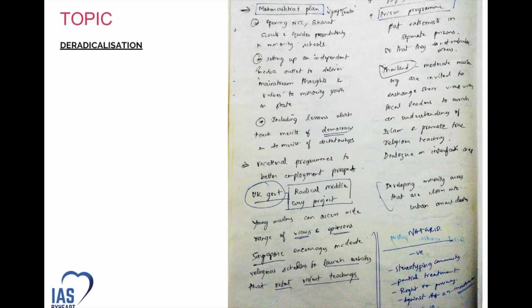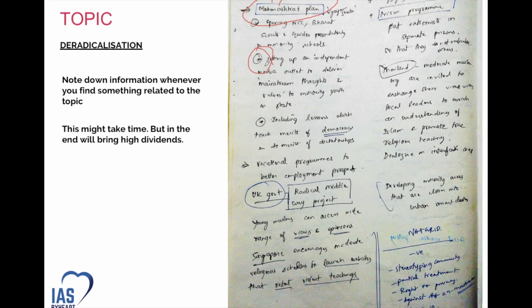I felt that this topic called deradicalization can be very important for mains. So what I did was I allocated a whole page for this topic. As you can see here, I noted down relevant information. Whenever I found relevant information, I used to note it down on this page. I used boxes, circles, dots so that I know which points are important, and this way it was very easy to remember. It took almost 3 months to complete this page, but it was all worth it.